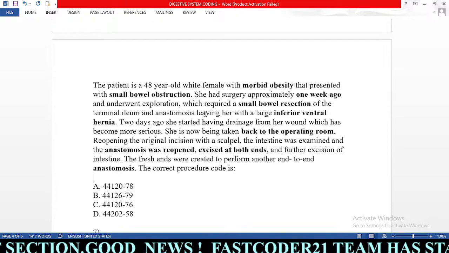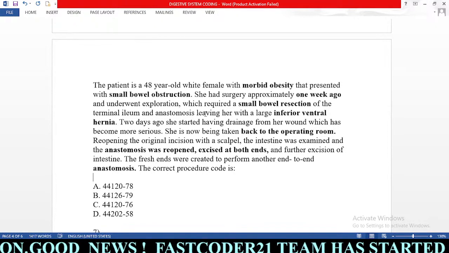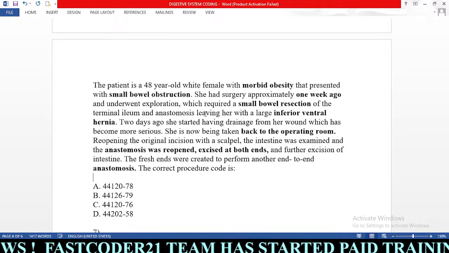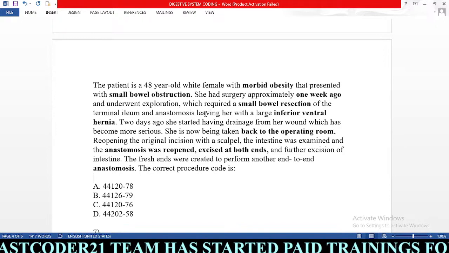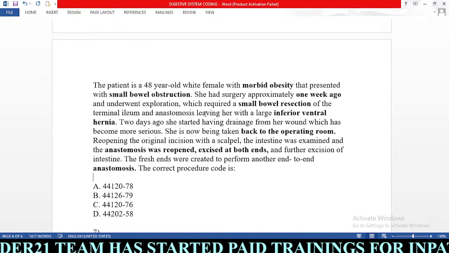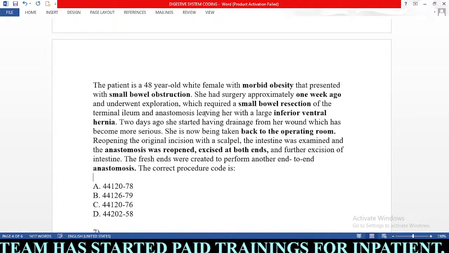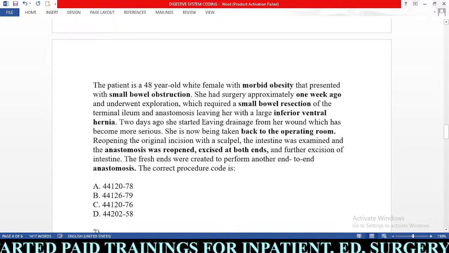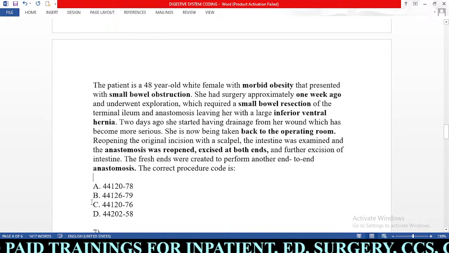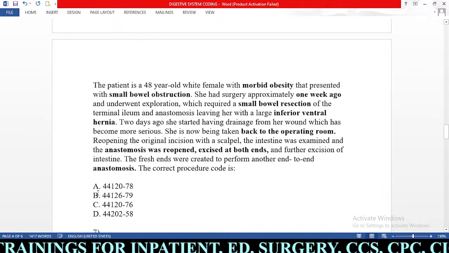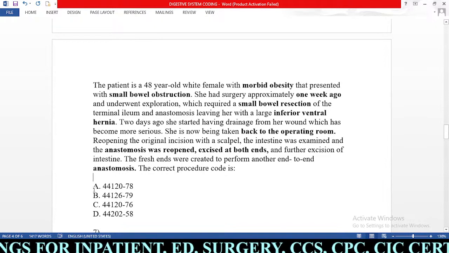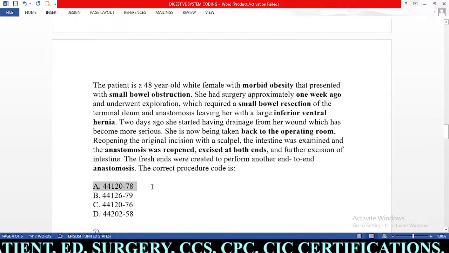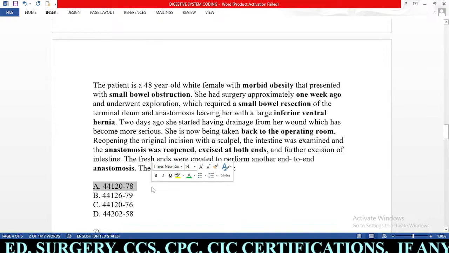So what is 44120? Enterectomy, resection of small intestine, single resection and anastomosis. And also 44126, enterectomy, resection of small intestine for congenital atresia. So basically 44126 is for congenital atresia, which is not mentioned in our document. So we are left with option A and option C. Here we need to use option A as it is an unplanned return to the operating room. So here our answer is A.